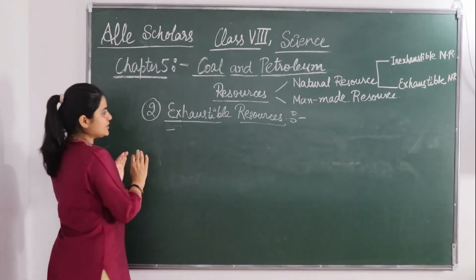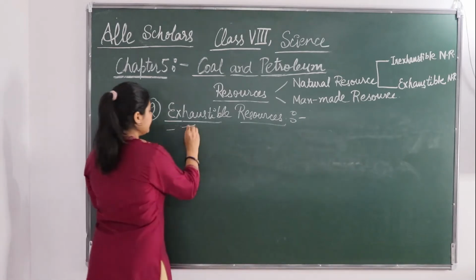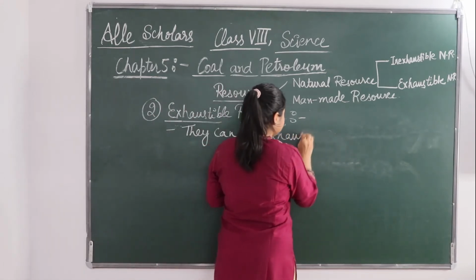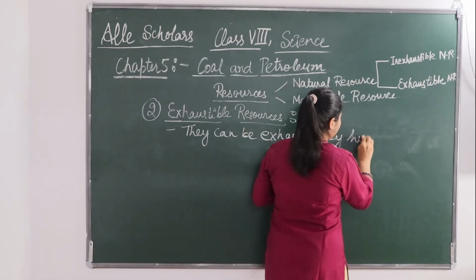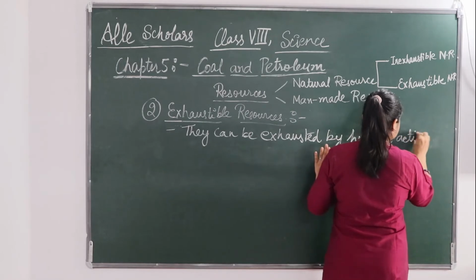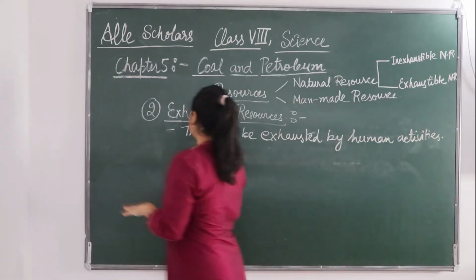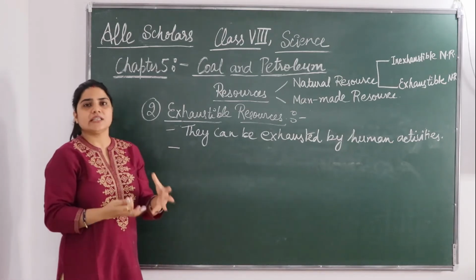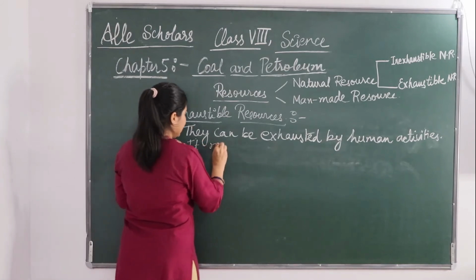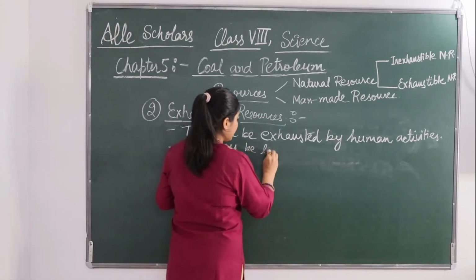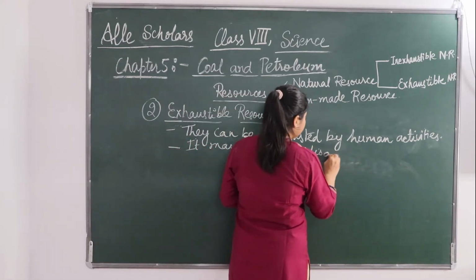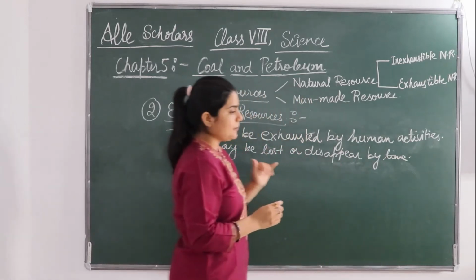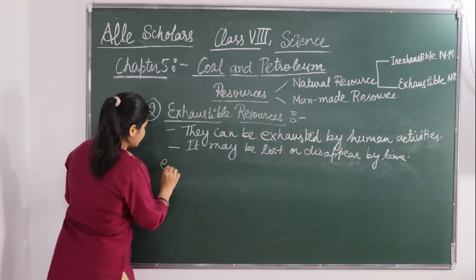Okay, so let's see the points for exhaustible resources. They can be exhausted by human activities. And the other thing is that it may happen sometimes that humans have consumed it so much that it may disappear by time. It may be lost or disappear by time. Such resources are called exhaustible resources.